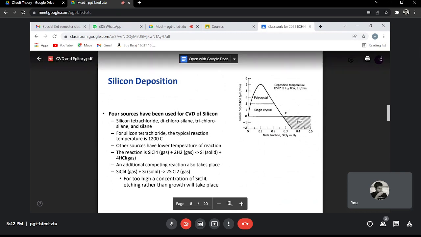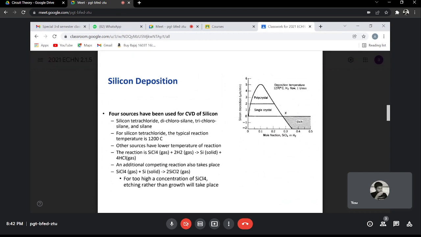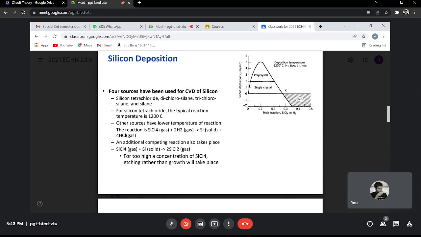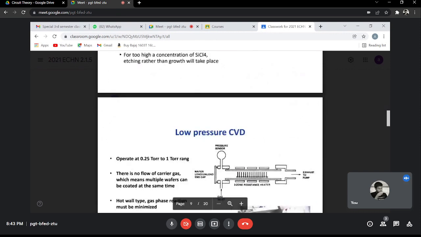So this diagram shows that even that is not as simple as that. You have to control the flow rates and everything to make sure you get what you want. That is the moral of the story: that there's a whole lot of complexities. The diagram looks complex, but there are even more complexities in the actual chemical reaction. So that is about silicon. You can get single crystal or polycrystalline.